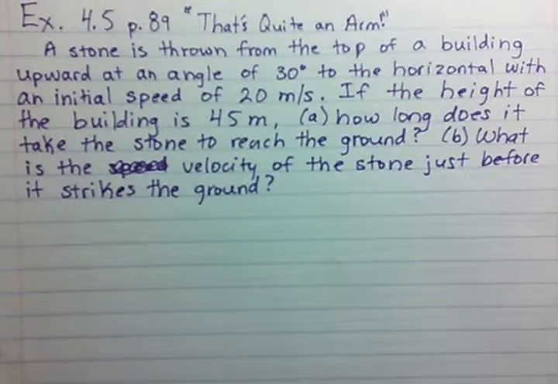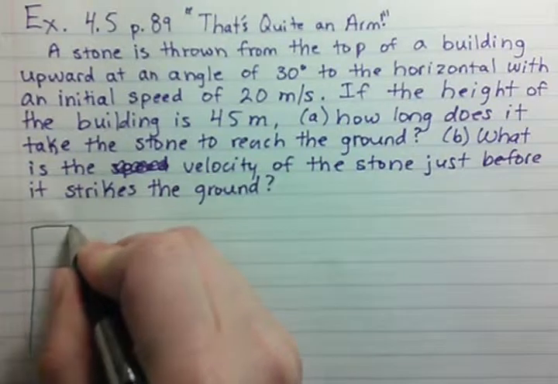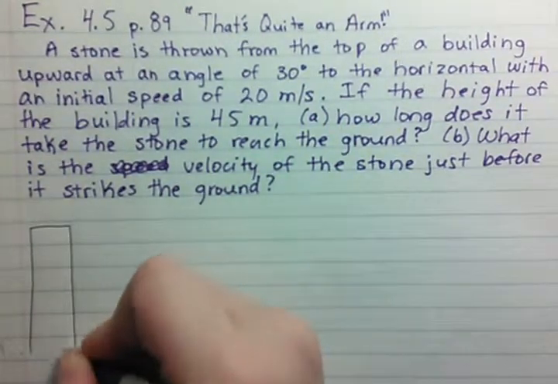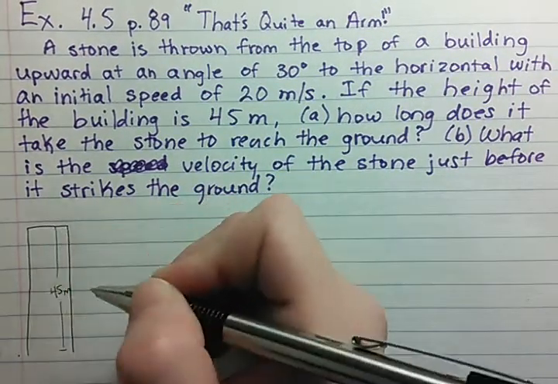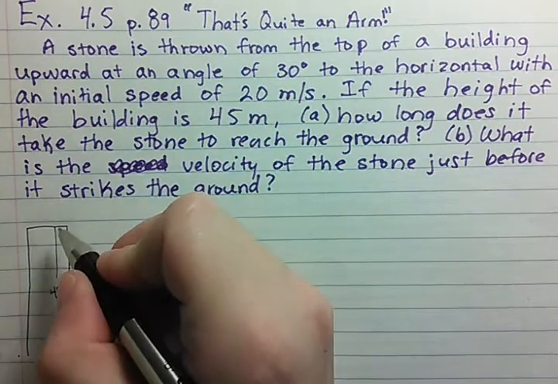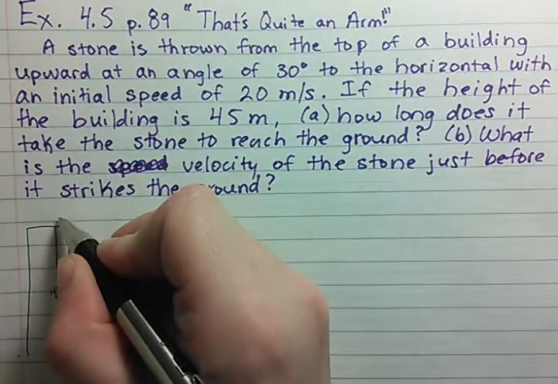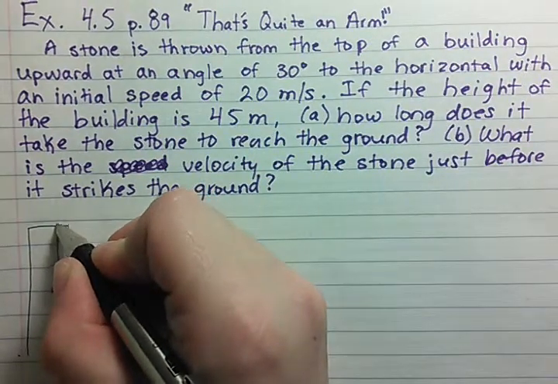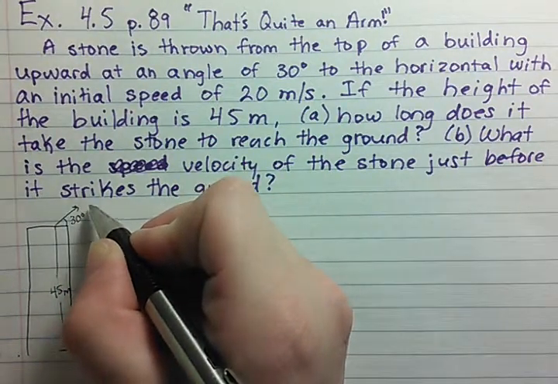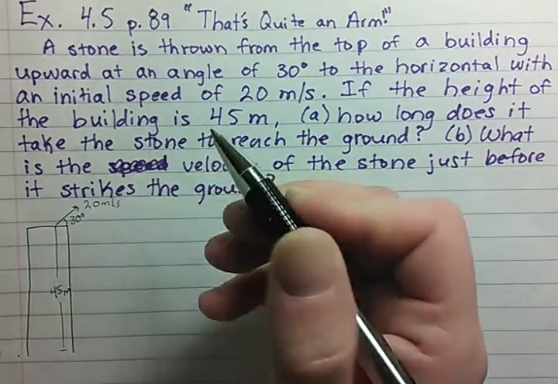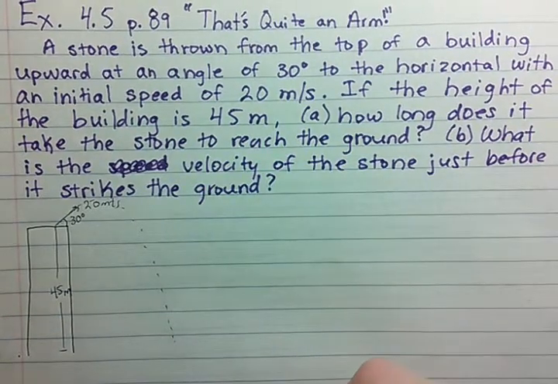So we'll start with our normal problem-solving steps, visualizing the problem. Here is our building, 45 meters tall. And there's a person throwing the ball, but let's just ignore the person. So that's 30 degrees at 20 meters per second. So the trajectory is going to look something like that.